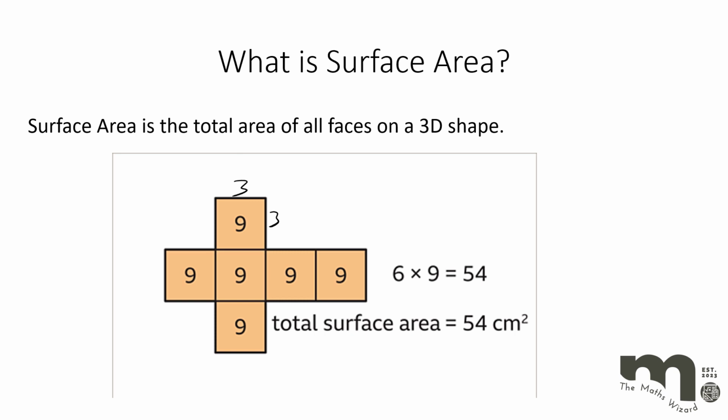So every face on a cube is 3 by 3. So 3 times 3 gives you 9, so that's one of the faces, and because on a cube we have 6 faces all of the same, we can do 9 times 6 to get 54, and that tells us that the area of every face added together is 54 centimeters squared.